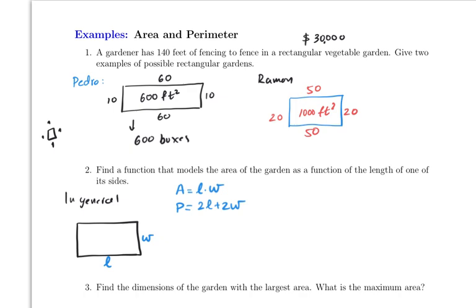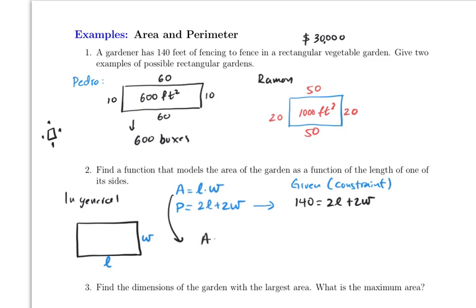Now, what is the given information you have, or in this case, a constraint? What is the constraint to the problem? So the given information or the constraint is that the perimeter is 140. So therefore, you're going to have 140 equals 2L plus 2W. Okay, so that's the constraint. So now, what you want to maximize is the area.